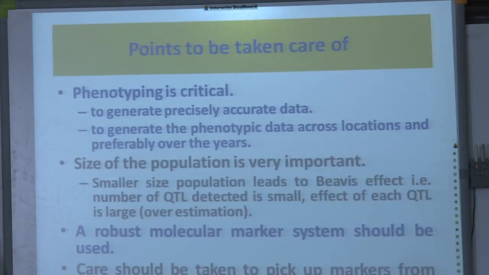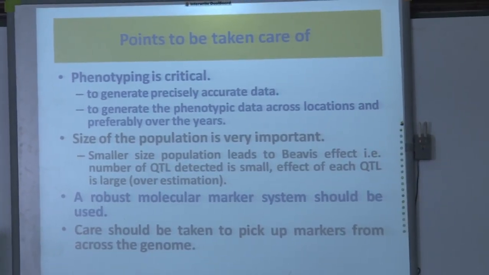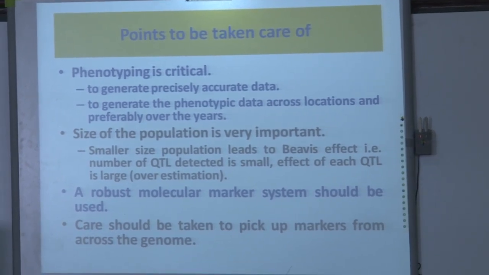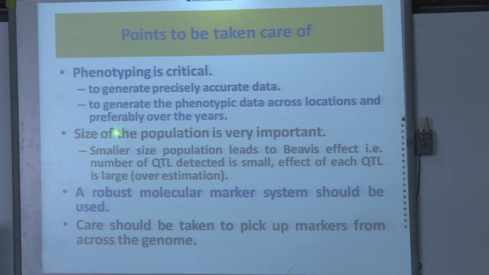Anyway friends, we have to close it, but quickly, what are the very important points, because going back you are going to start your work. So before that you have to take care of those things. What are the very critical points you should be careful about? Phenotyping, right? All right. As we discussed, you have to do the experiment over the years, over the locations. Size of the population is a very, very important factor. I think I forgot to mention the Beavis effect. You know what that Beavis effect is?